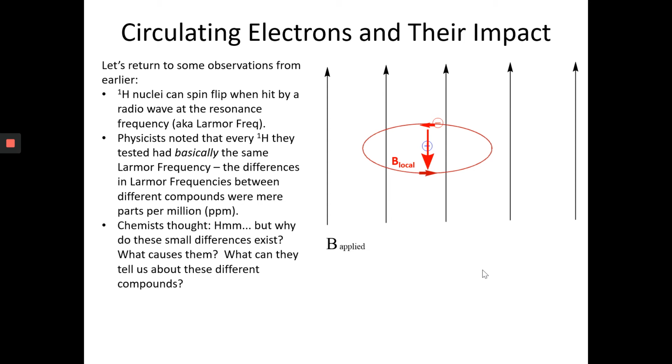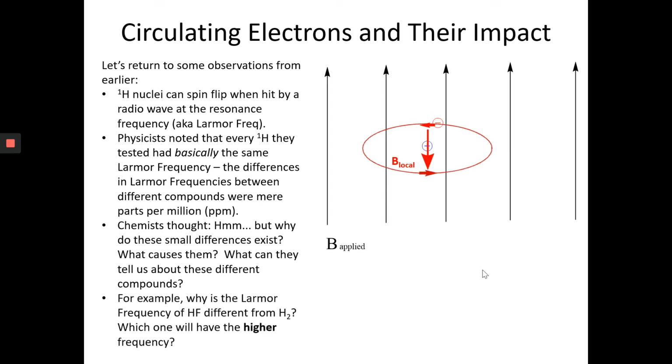Chemists were thinking, yeah, but why do these differences exist? They must be caused by something. And what can they tell us about these different compounds? So for example, why is the Larmor frequency of HF, hydrogen fluoride or hydrofluoric acid, different from H2?